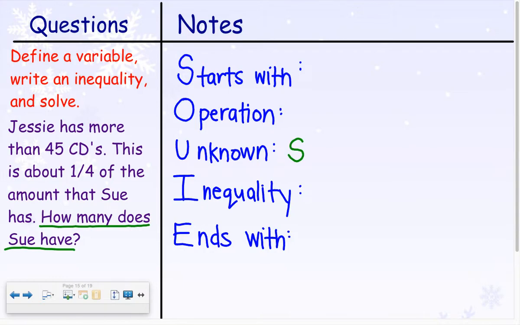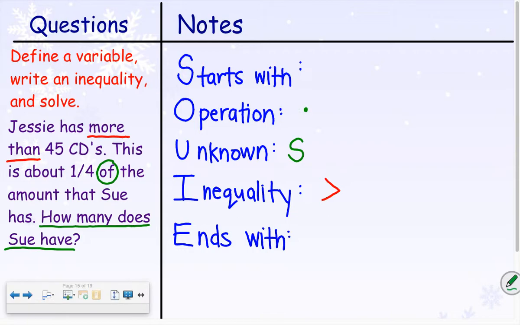Okay, let's see what else we can fill in. Our inequality, well, I see the words more than, so more than is the same as greater than, so I can put in that inequality. Operation, the word that has our operation in this problem is of. Of in math means to multiply.